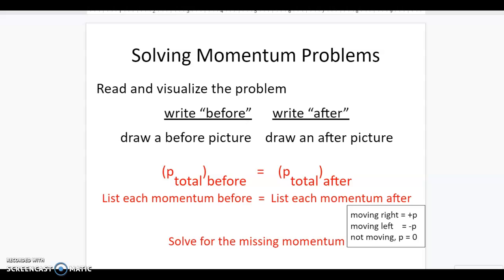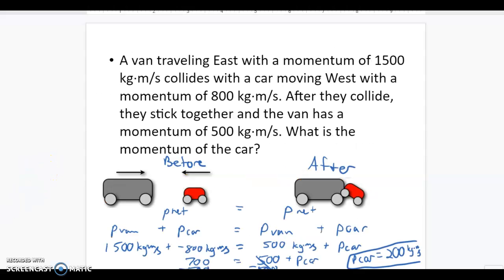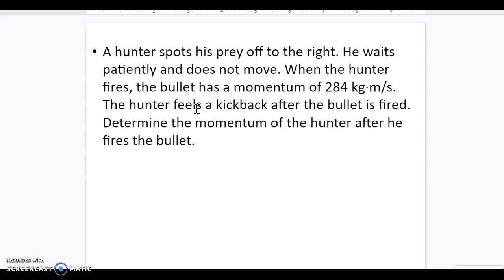Before we did this problem with the car and the van, but we're going to do this problem with a hunter. It says, a hunter spots his prey off to the right. He waits patiently and does not move. When the hunter fires, the bullet has a momentum of 284 kilogram meters per second. The hunter feels a kickback after the bullet is fired. Determine the momentum of the hunter after he fires the bullet.